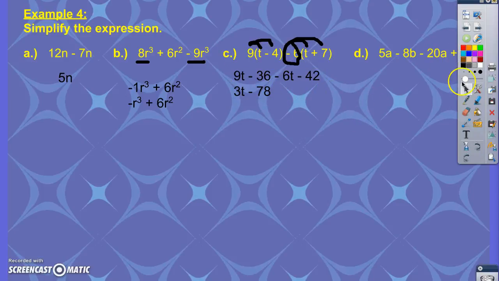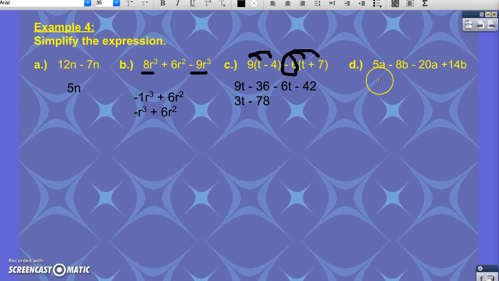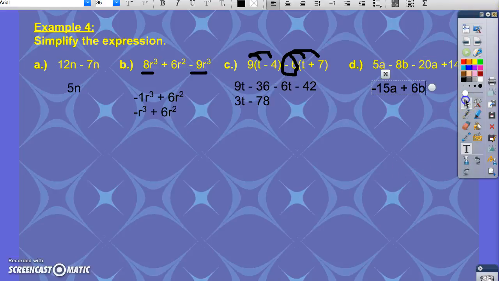Okay? So, the last one. Maybe you don't see the same variable with different exponents, like in A, we had n to the first, or in B, we had all r's with different exponents. And here we just had all t's. Sometimes you'll see them where there are different letters instead of exponents. So once again, combine like terms. 5a minus 20a is negative 15a. Negative 8 plus 14b is plus 6b. That was pretty easy. That's my answer.